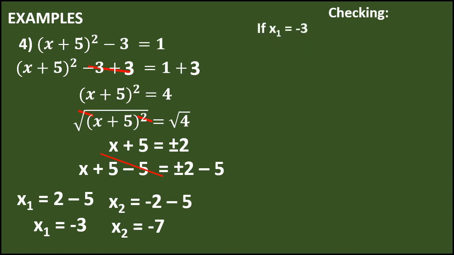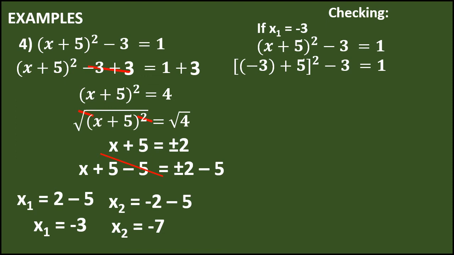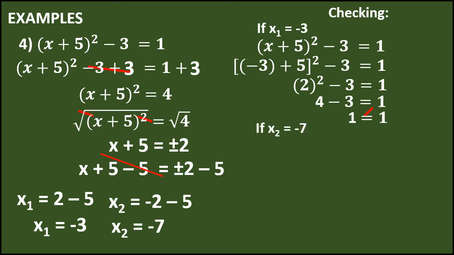Let us substitute negative 3 first in the original equation. x will become negative 3. So the equation will become quantity negative 3 plus 5 quantity squared minus 3 equals 1. Negative 3 plus 5 is equal to 2. 2 squared is 4. So 4 minus 3 is equal to 1. 1 is equal to 1, they are equal. So we are going to accept negative 3. After that, negative 7. Let us substitute it into the equation.